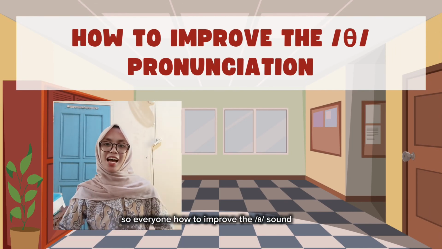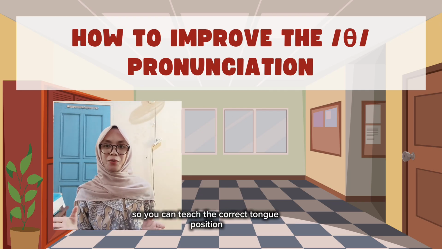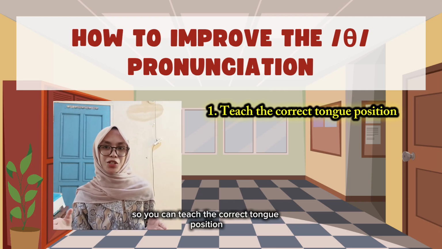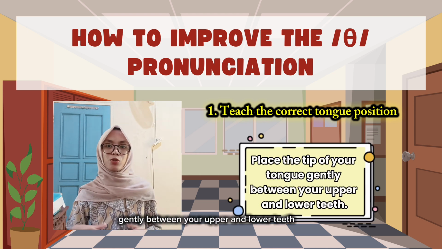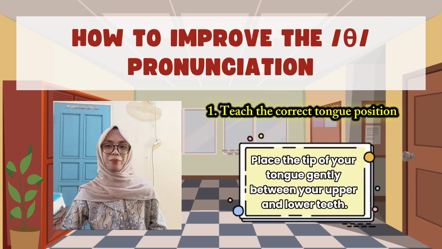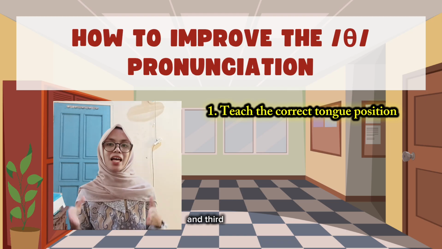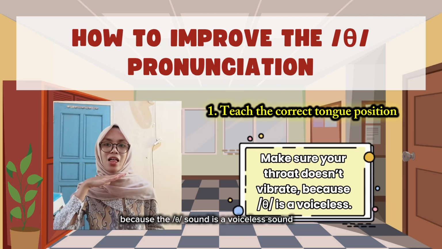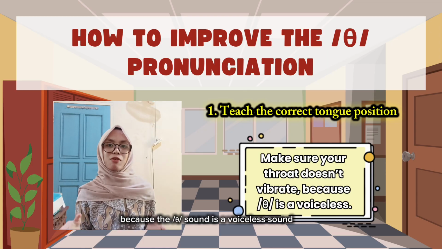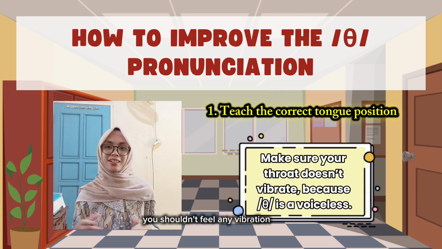So everyone, how to improve the th sound? You can teach the correct tongue position. First, place the tip of your tongue gently between your upper and lower teeth. Second, push air out through the gap. And third, make sure your throat doesn't vibrate because the th sound is a voiceless sound. So if you touch your throat, you shouldn't feel any vibration.